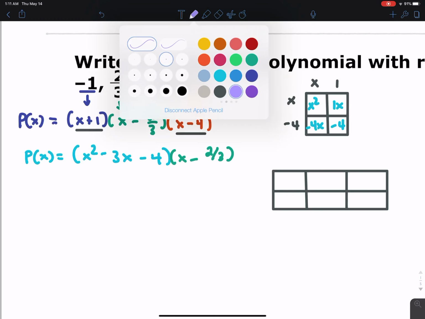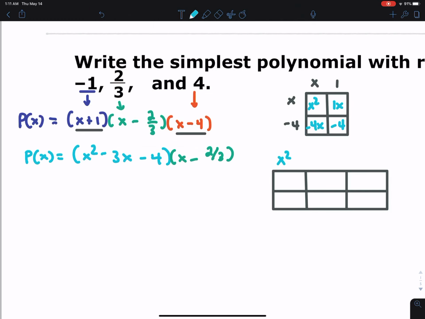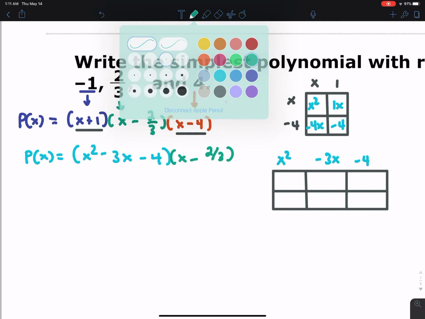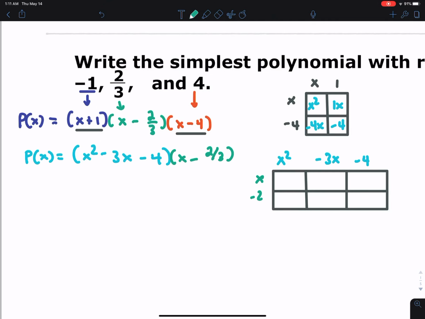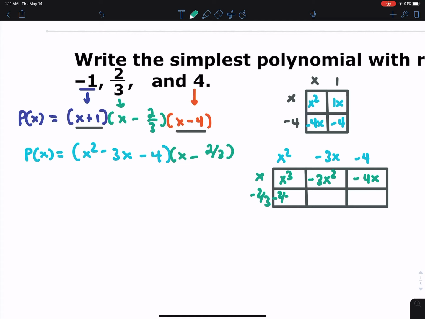So we have x squared minus 3x minus 4, and we're multiplying that by x minus 2/3. So x times x squared is x to the third. It's going to give us negative 3x squared. This is going to give us negative 4x. This is negative 2/3 x squared. This would be a positive 2x. And then we're going to get a positive 8/3 as our constant term.